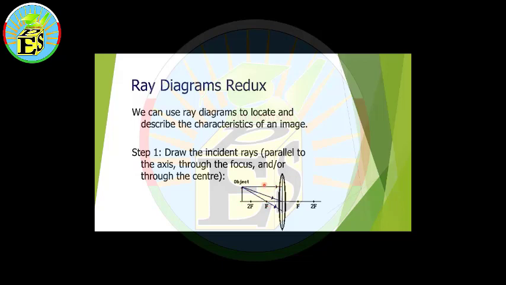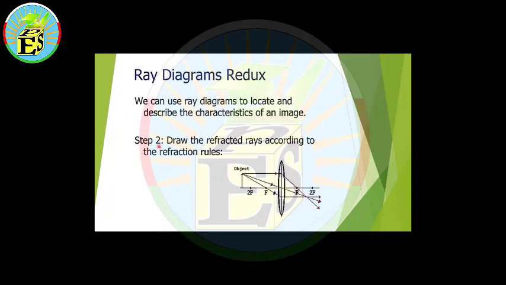It will be parallel. So, as we learned before, this will refract and pass through the focal point. One will travel through the center of the lens, and this will not change its direction. It will not refract. And the third one will pass through the focus of the lens and will refract parallel to the principal axis. Good.